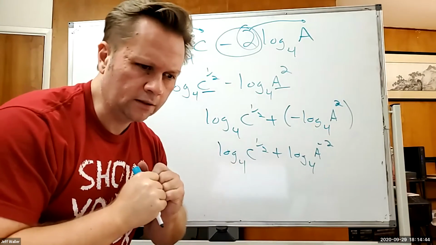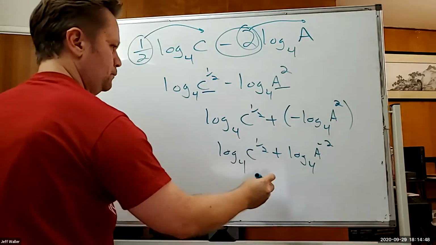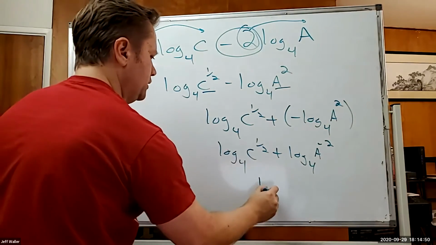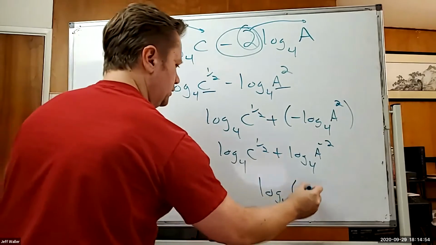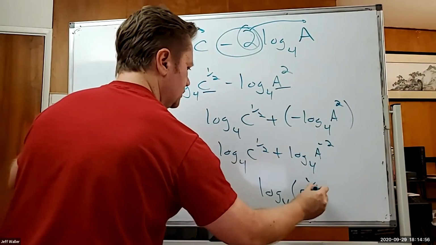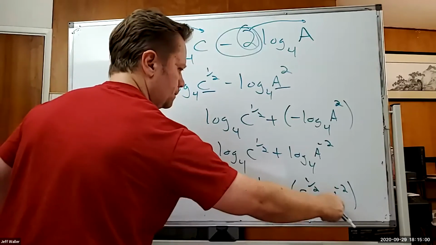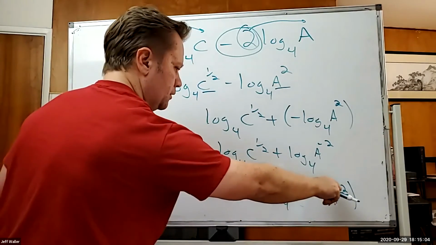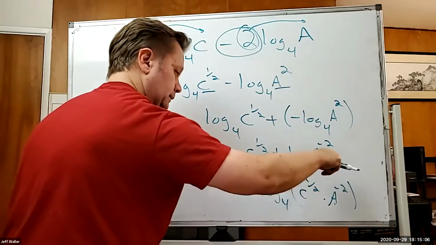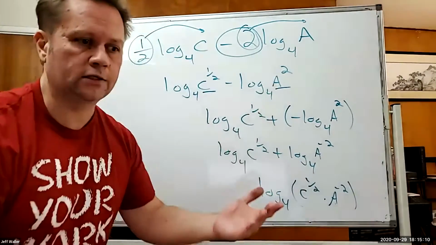Oh, wait, I'm sorry. I missed what you said, so you're fine. And then what does this become? Log base 4 of, I'm adding 2 logs, so it'll be C to the 1/2 times A to the -2, but then where would this want to go? It's to a negative power, so it wants to go in the denominator. Yes, and then it would match the answer we got earlier.